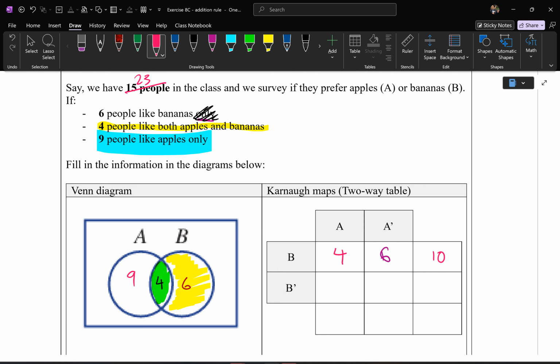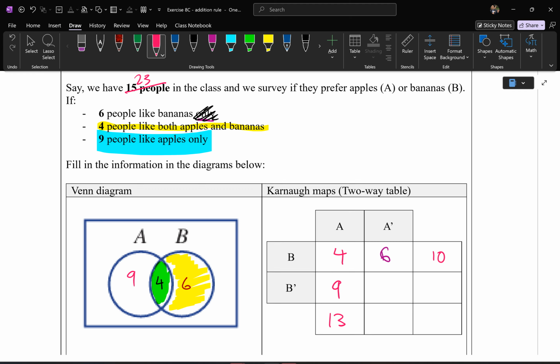Very good. Left side in the A region only. So here we go, A only, not to B. So together that should give you 13. And then from here, now you can work out the outer region from this region. You can go 9 plus 4 plus 6, which gives you 19.